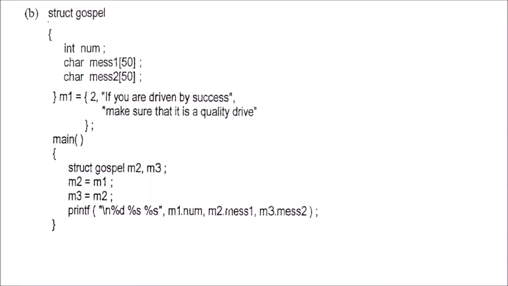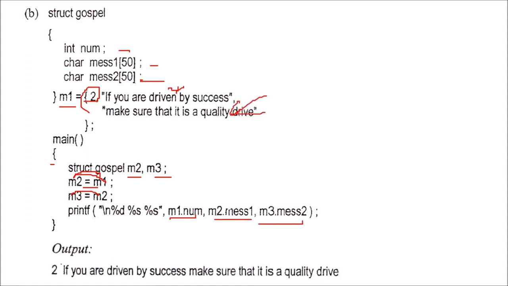Next is another structure. We have the same variable. Now we have initialized it right here, and then we have made 2 more variables inside main. So M1 is assigned to M2. The content of M1 is assigned to M2. This is actually possible. Then M2, which was assigned by M1, is assigned to M3. So when you print M1.num, 2 will be printed. When you print M2.message1, this will be printed. And when you print M3.message2, this will be printed. So all three will be printed.